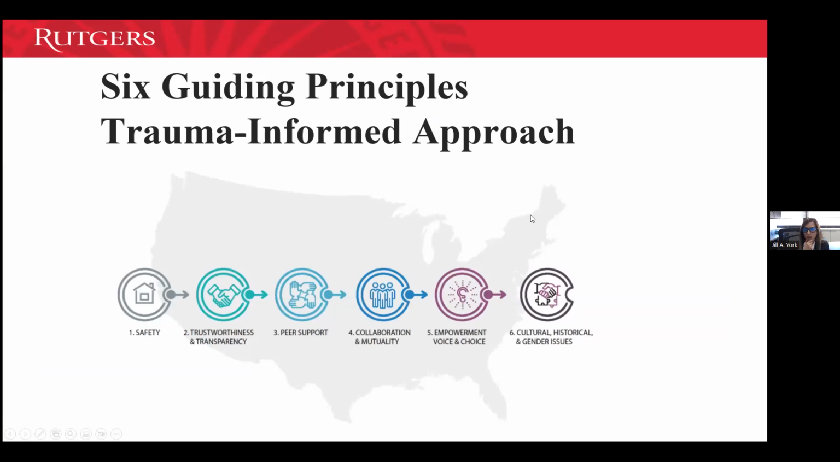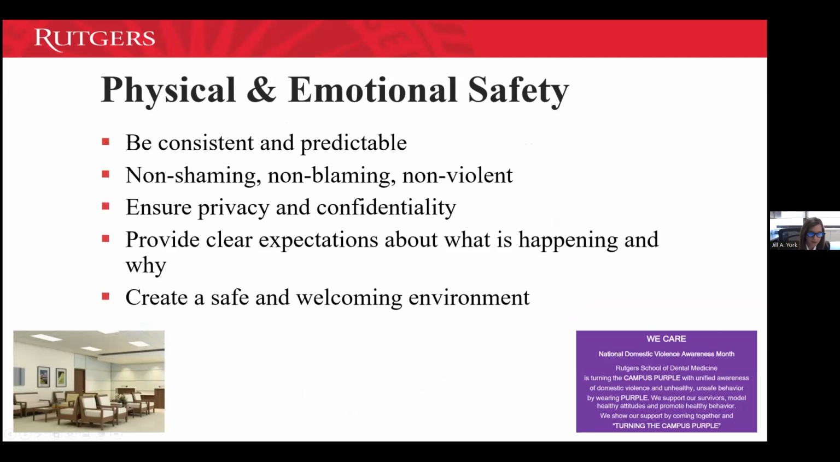So I had said to you that we asked questions that were based upon key principles. And the key principles that we used are not our principles, but those that have been identified by others. So we were going to address safety, trustworthiness and transparency, peer support, collaboration and mutuality, empowerment, voice and choice, and cultural, historical, and gender issues. Everything we did fell into one of these categories. So we'll begin our process so that you can see some of the things that happened within our practice.